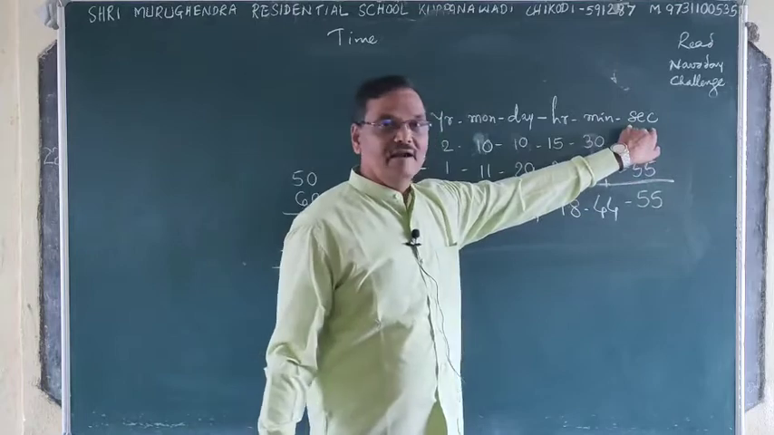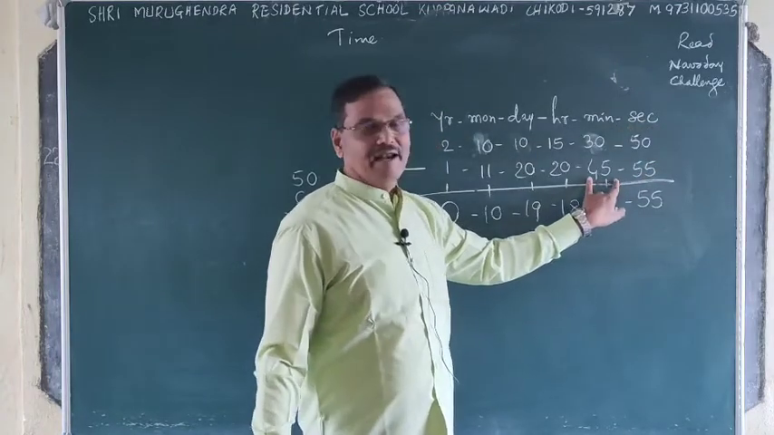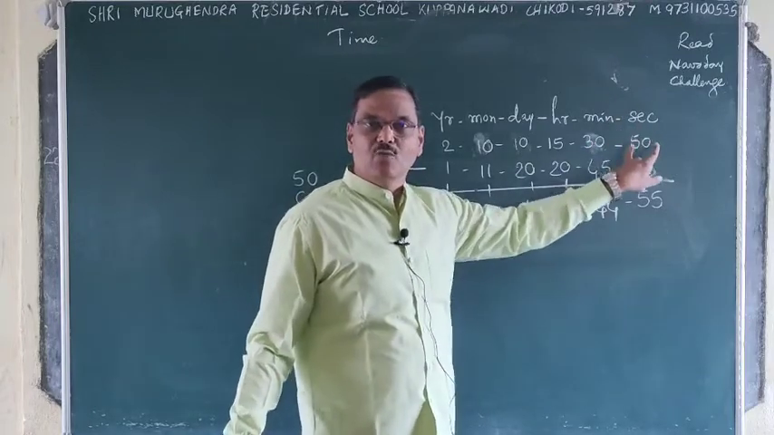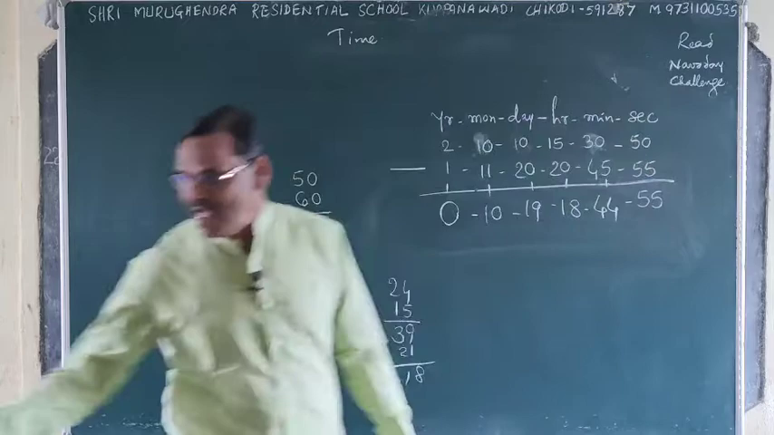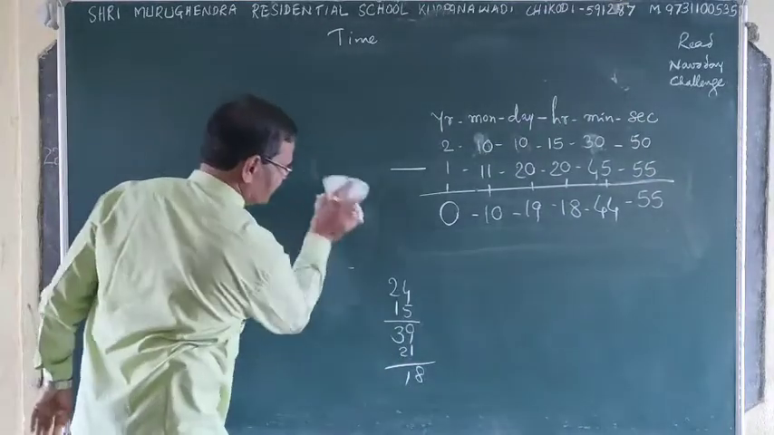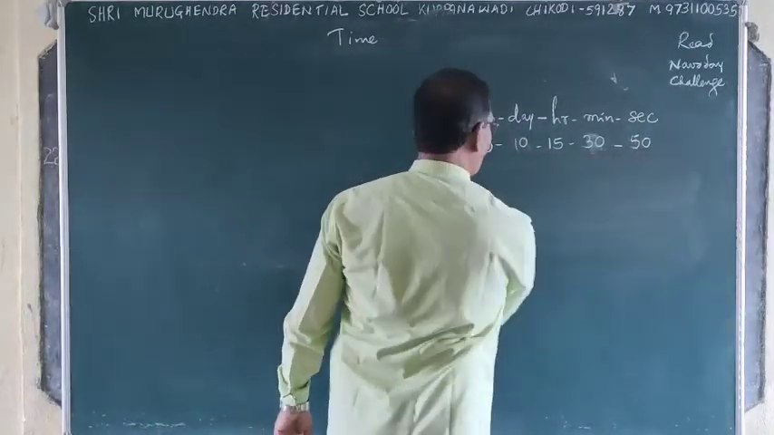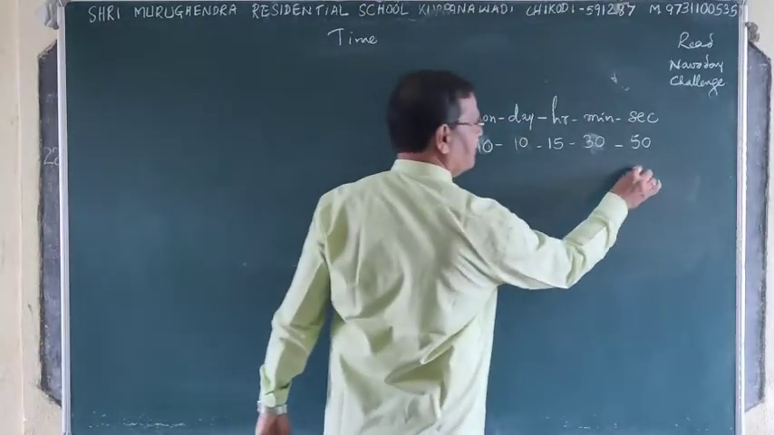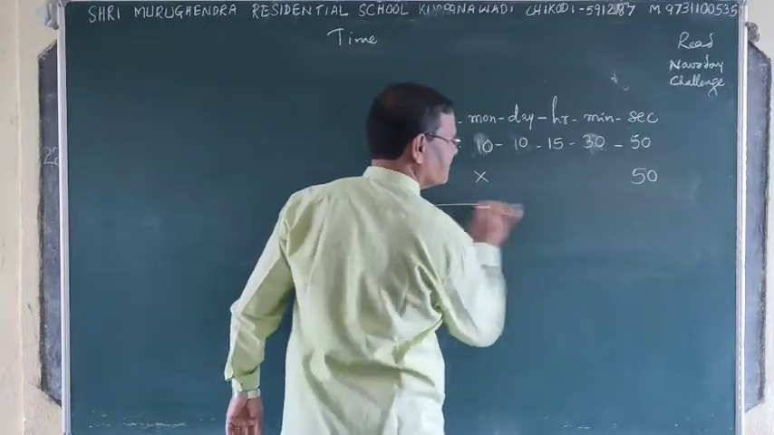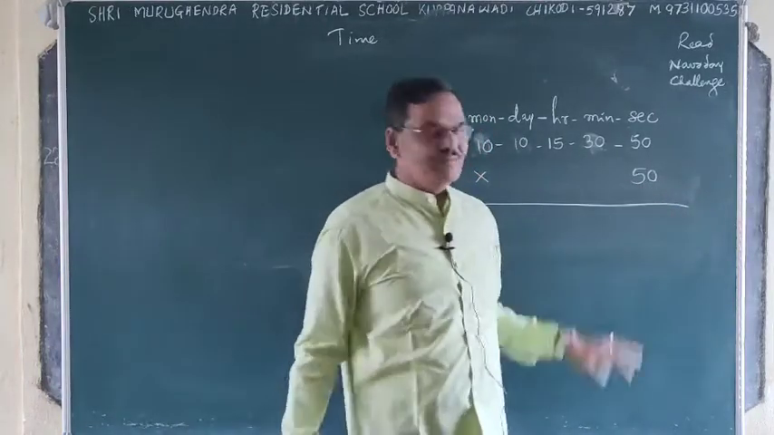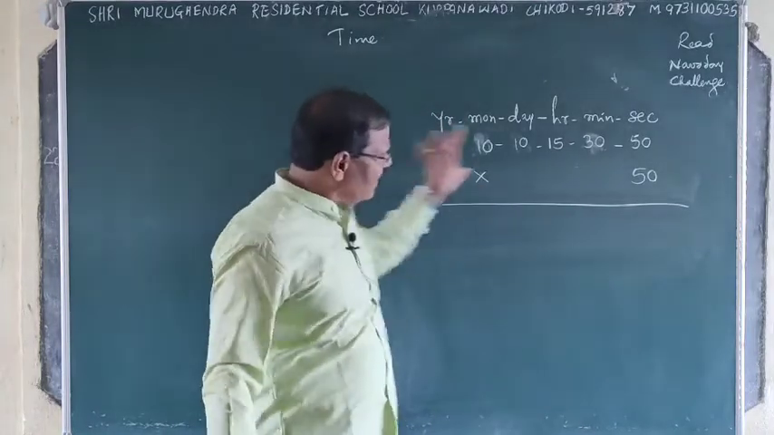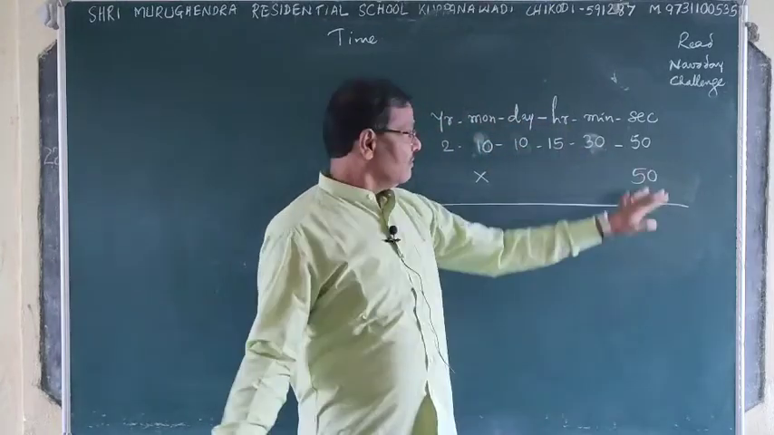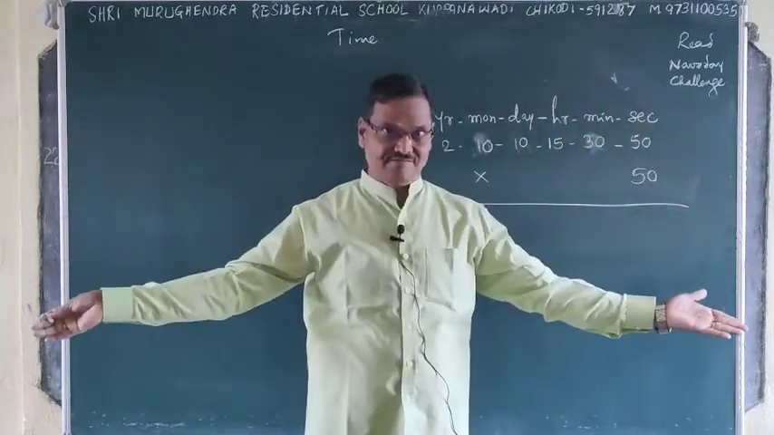For seconds you are taking 1 carry from the minute end. So minutes you have to make into seconds. Then how do you multiply this? See, how do you multiply? I am multiplying it by 50. Whatever the entire box is here, that should be multiplied by 50. We are making it 50 times.